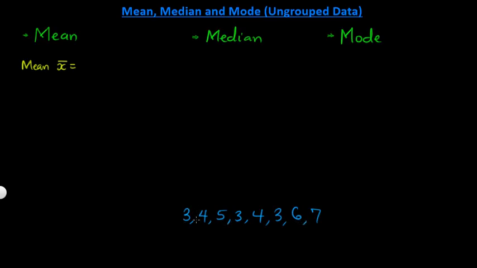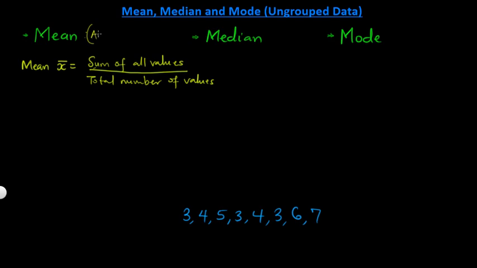That is the sum of all the values divided by the total number of values, or we say the sum of all the scores divided by the total number of the scores. That is what we mean by the mean. So don't forget, it is called the average value for a given data set. That is it.